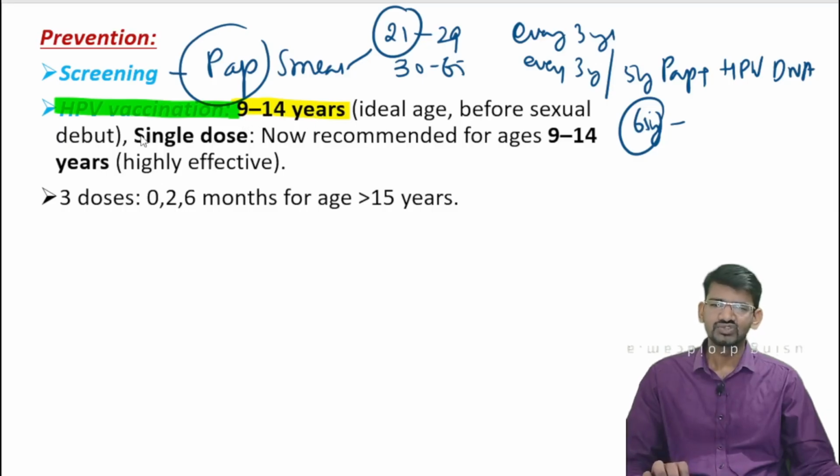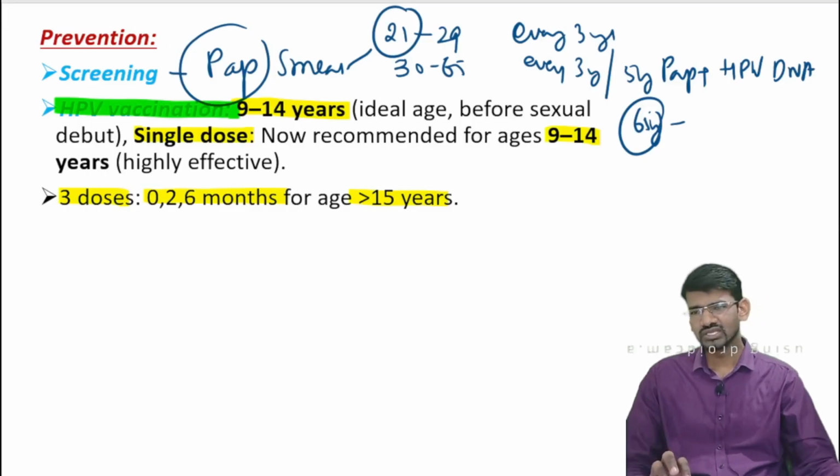A single dose is usually recommended, and it is considered highly effective if it is given at the age of 9 to 14. If it is given after the age of 15 years, then three doses will be given at 0 to 6 months apart. The first dose is at 0, then 2 months apart, then 6 months apart. Three doses of HPV vaccine will be given.